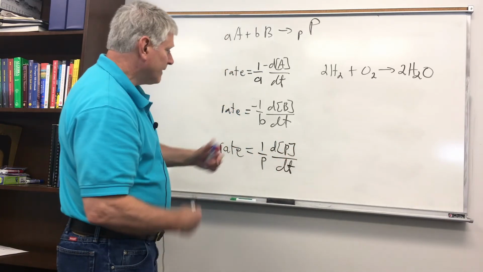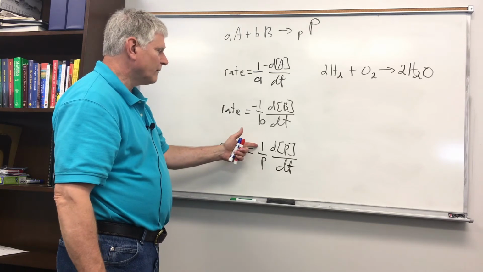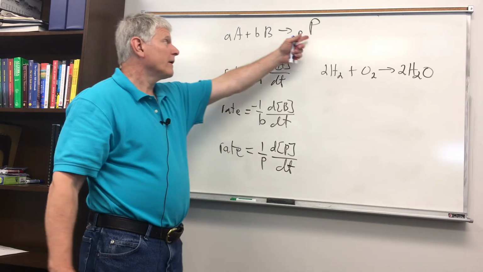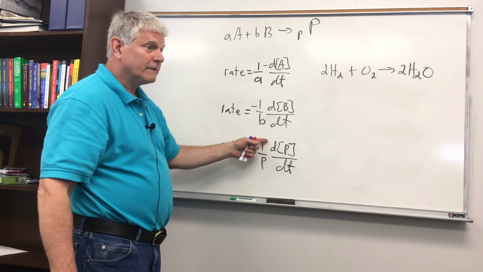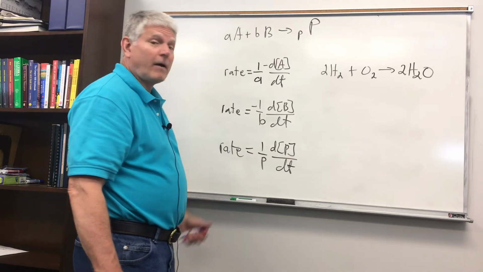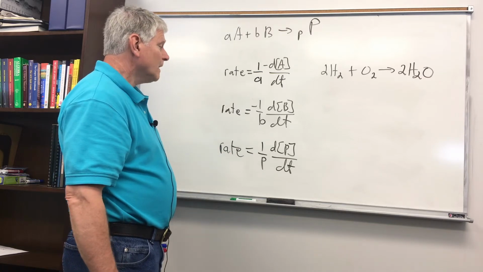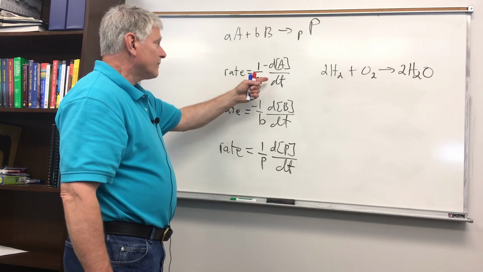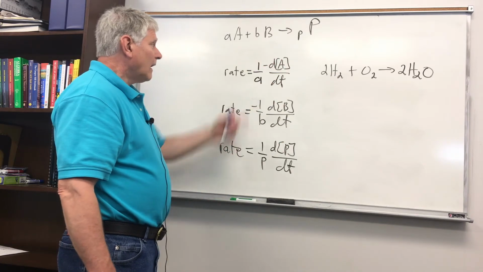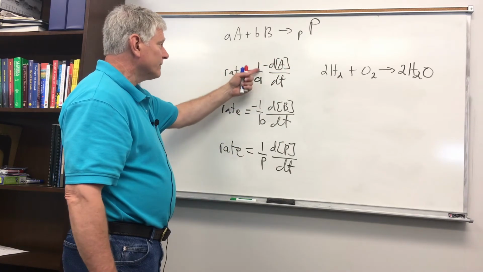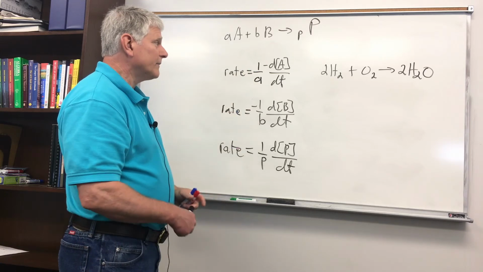Now, I haven't put a negative sign for the rate referenced to the product because product is appearing. The change in concentration of P is positive, and so the rate's positive. So this way, whether I express the rate in terms of A, B, or P, I'll get the same rate because I'm dividing by the stoichiometric coefficient.